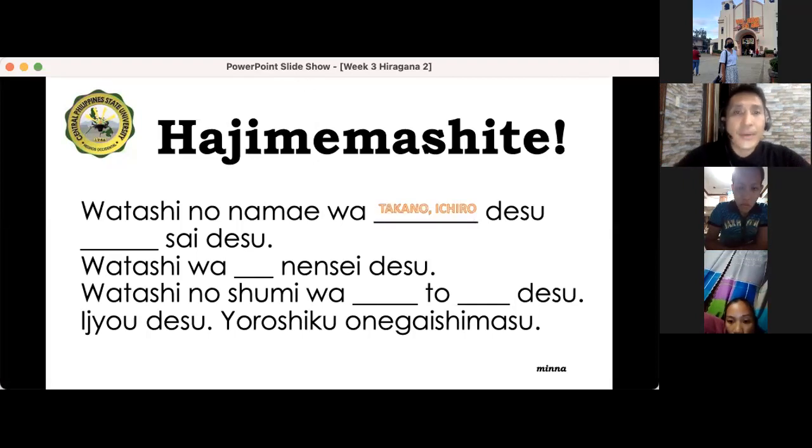Okay. Now, okay, ito yung sample natin. Meron tayong sample dito. Please take a look at the sample. Hajimemashite, watashi no namae wa Takano Ichiro desu. Okay, next.